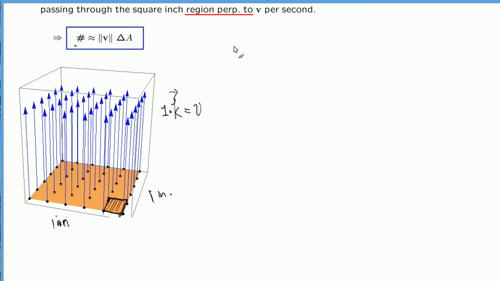So what was the formula again? Let's think about a formula. This is a scalar. That's how many things pass through, right? And multiply by delta A, right? So what is the length of this vector? 1. What is the area of this one? 1, 2, 3, 4, 5. 1/25th, right? That's it. 1/25th million particles pass through that, right?